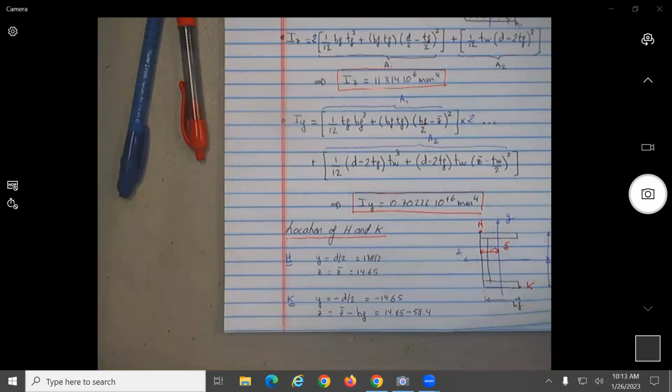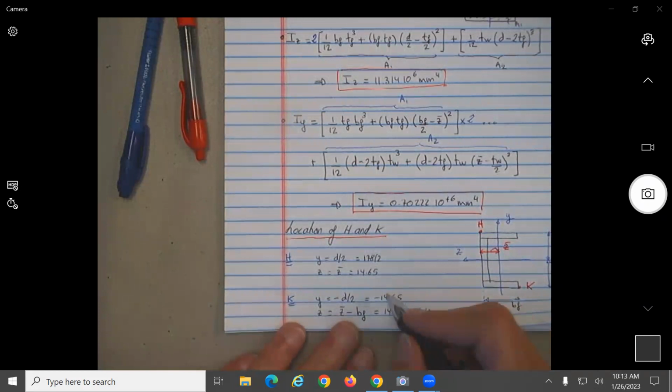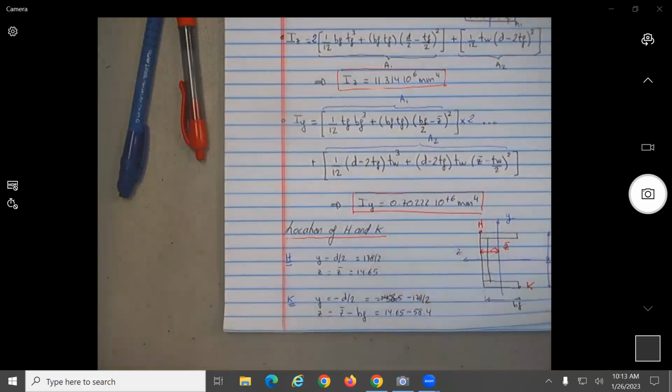Why is the y for K negative 14.5? Sorry, no, this should be minus 178 divided by 2. So I was going too fast. Thank you.